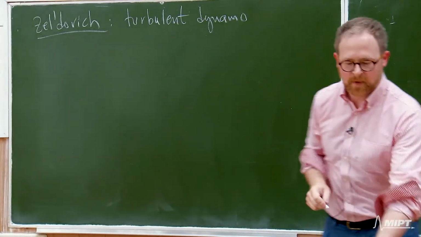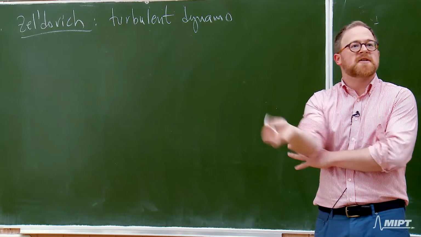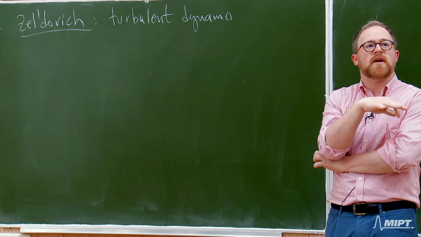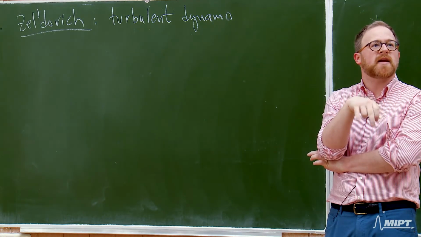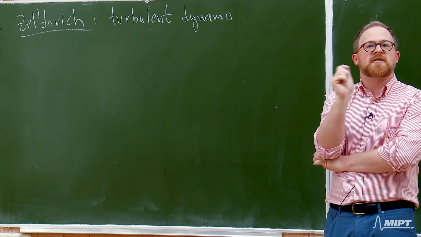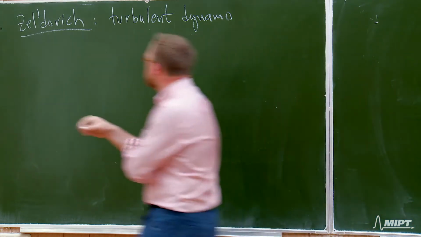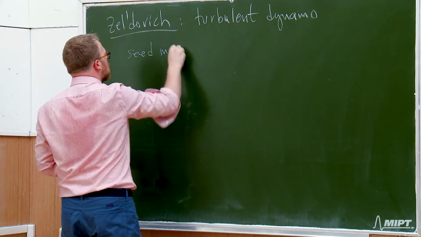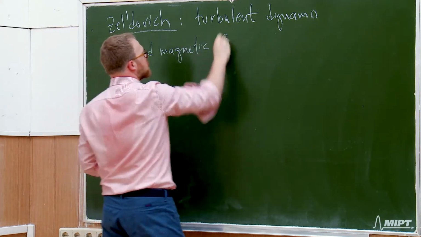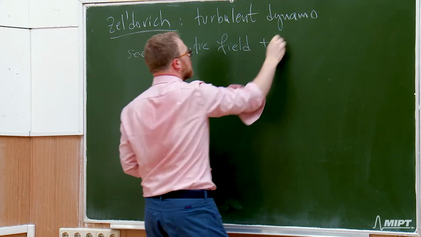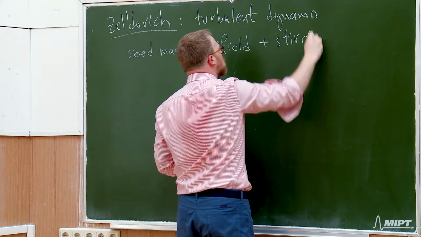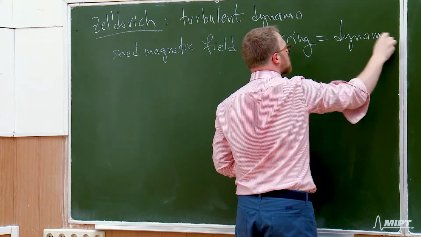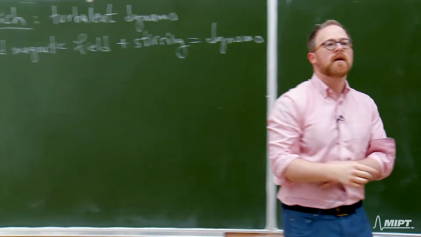So there's a very old question, which is: I take a conducting fluid, I put a very weak seed magnetic field in it, and I just start stirring. What happens? And this is one example of something called a dynamo.